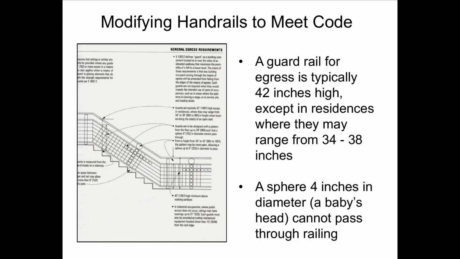Modifying handrails to meet code. A guardrail for egress is typically 42 inches tall, except in residences where they may range from 34 to 38 inches. A sphere of 4 inches in diameter, or the approximate size of a baby's head, cannot pass through the railing.